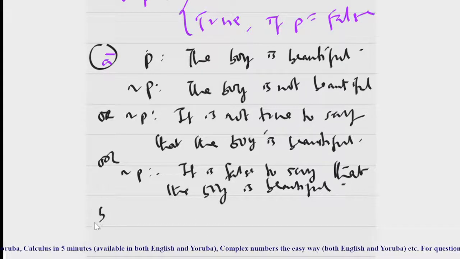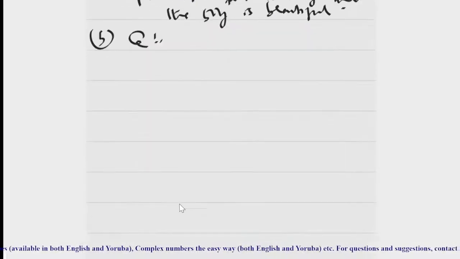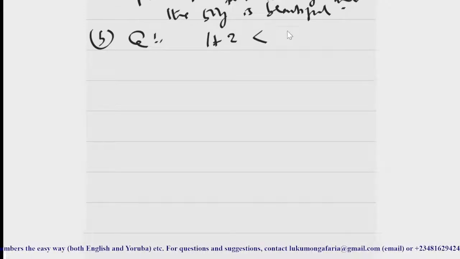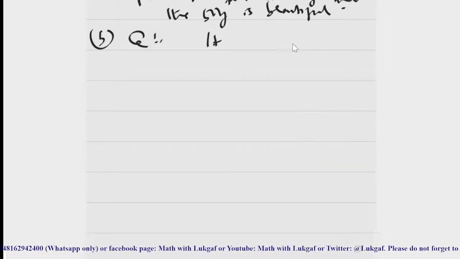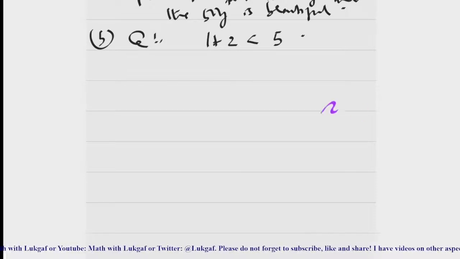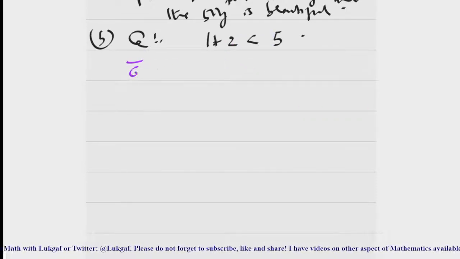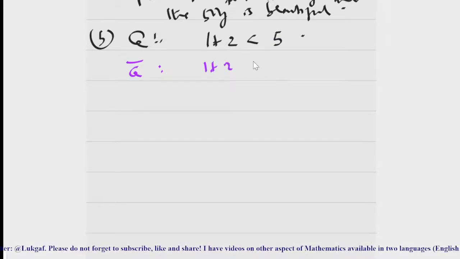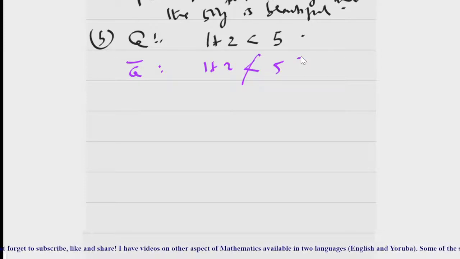For example, if I have another statement Q, and the statement Q now is 1 plus 2 is less than 5. It's a proposition, and it is true, because 1 plus 2 is 3, and 3 is less than 5. I want to use a true statement so that you can understand. If you want to find the negation of this, you can write it this way: 1 plus 2 is not less than 5. Or you can say it is false that 1 plus 2 is less than 5.